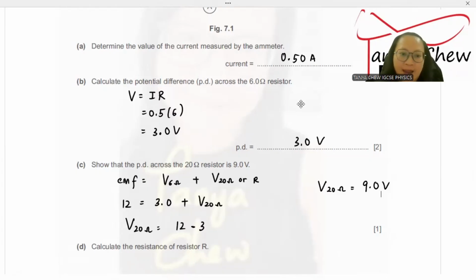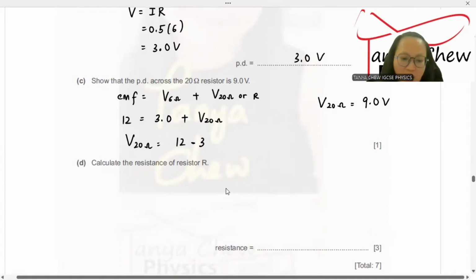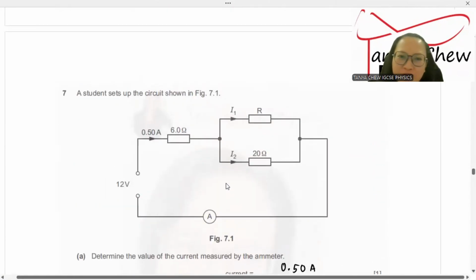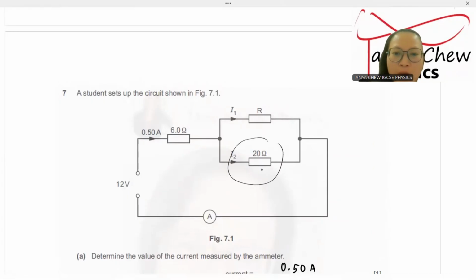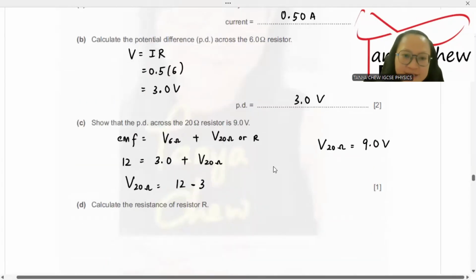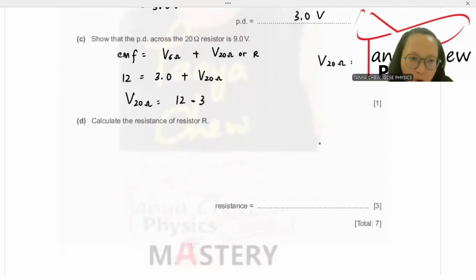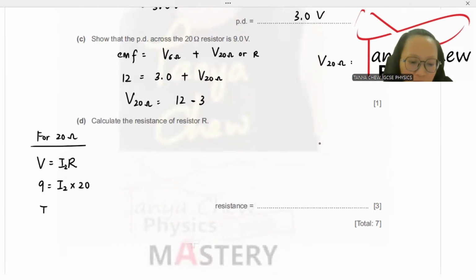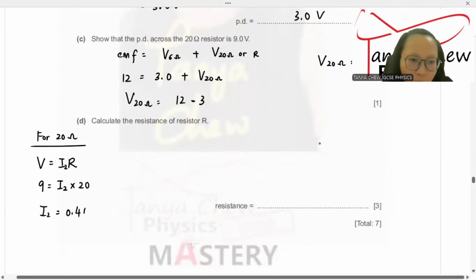Done. And D, calculate the resistance of resistor R. I know that I need to find the current that flows through R. But before that, I need to find the current that flows through the 20 ohm first, right? Since I already know the potential difference across the 20 ohm, V is equal to IR. The PD across the 20 ohm is 9. I need to find I2 times the resistance, which is 20. My I2 is equal to 0.45 ampere. You take 9 divided by 20.